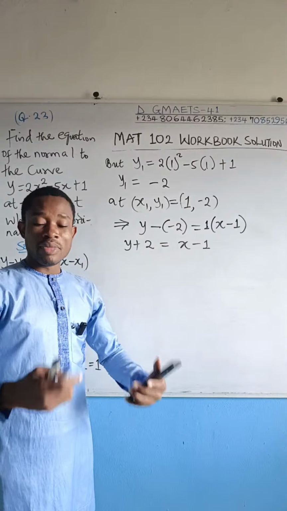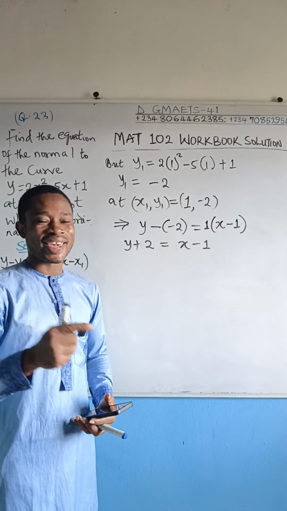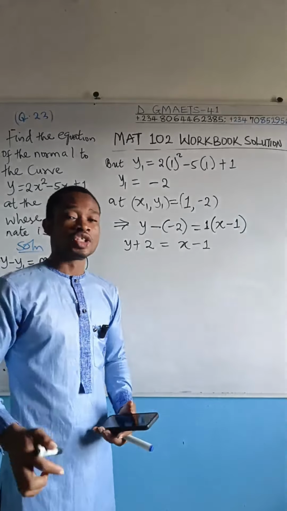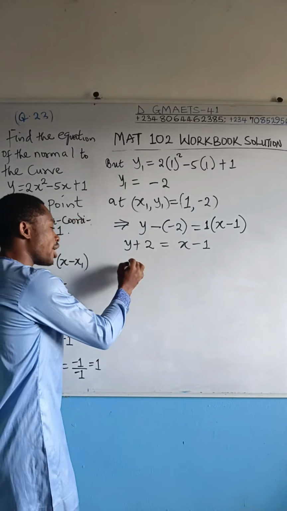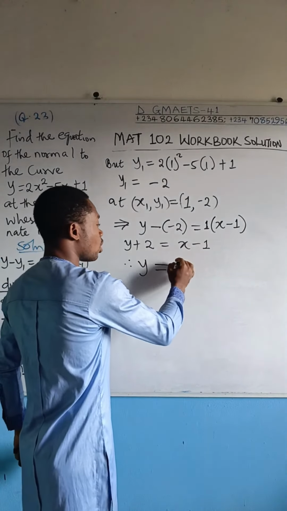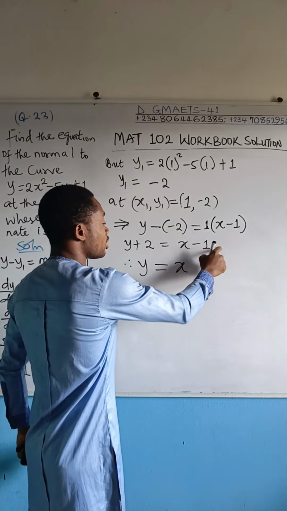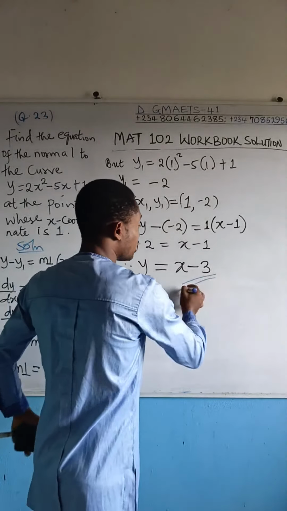Or y will be made subject of the formula. I would like to make y the subject of the formula because I want to get this answer in the proper standard form of the equation of a straight line, where we have intercepts. So I will make y the subject of the formula. That's going to be equal to x. If these two move, you're going to get minus 1 minus 2, which will give us minus 3. So this is our answer.